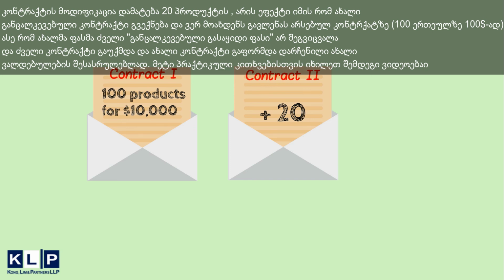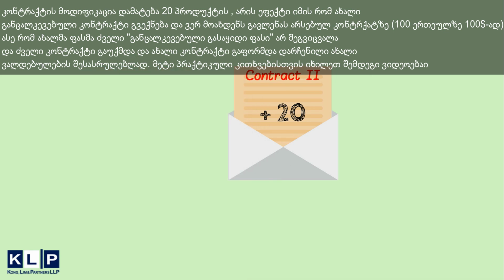However, had the price for the additional products not reflected the standalone selling price, the old contract is deemed cancelled and a new contract is formed for the remaining new performance obligations.